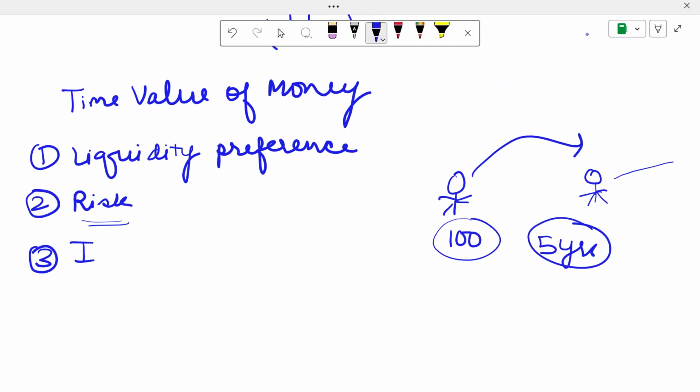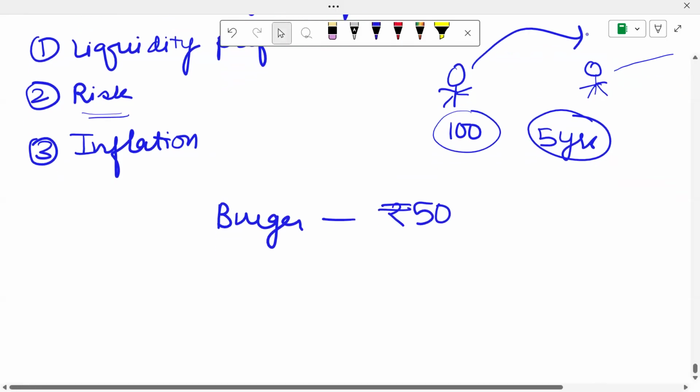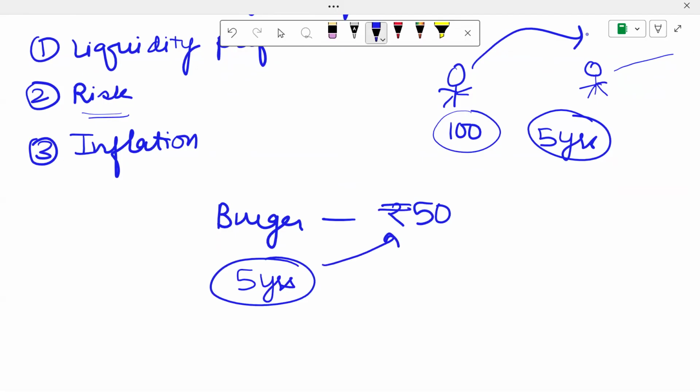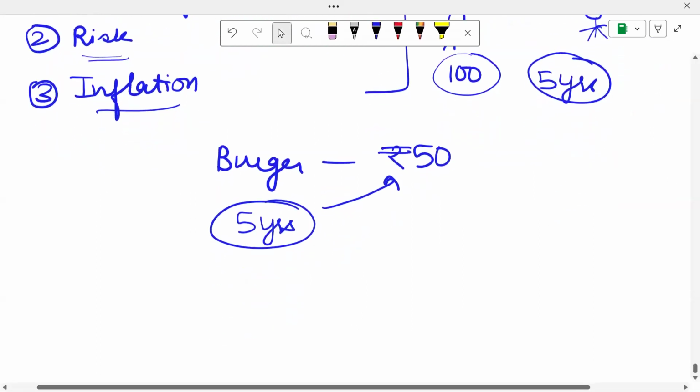And then the third thing is inflation. You all would have heard the classic example: if you go out to buy a burger today, maybe that burger costs 50 rupees. If you go out 5 years from now, do you think you'll be able to buy the same burger for 50 rupees? No, right? That's because of inflation. That's because there's a general rise in the price levels in an economy as time progresses. So these are the three reasons why money has a time value, why money loses its value with time.